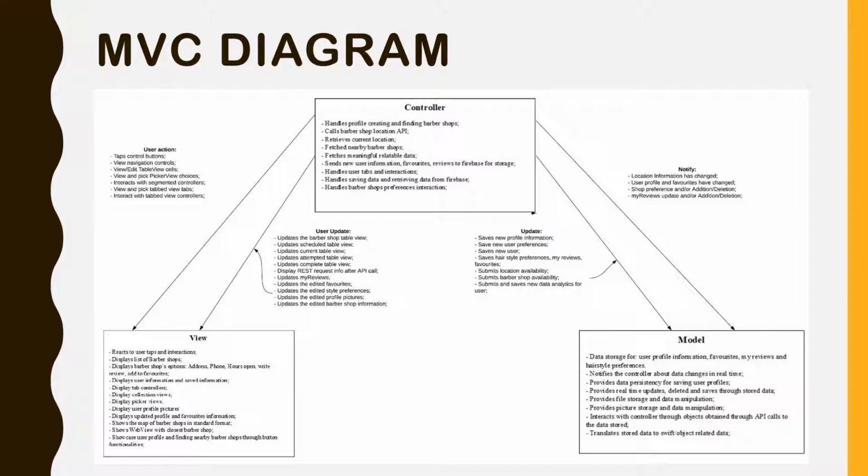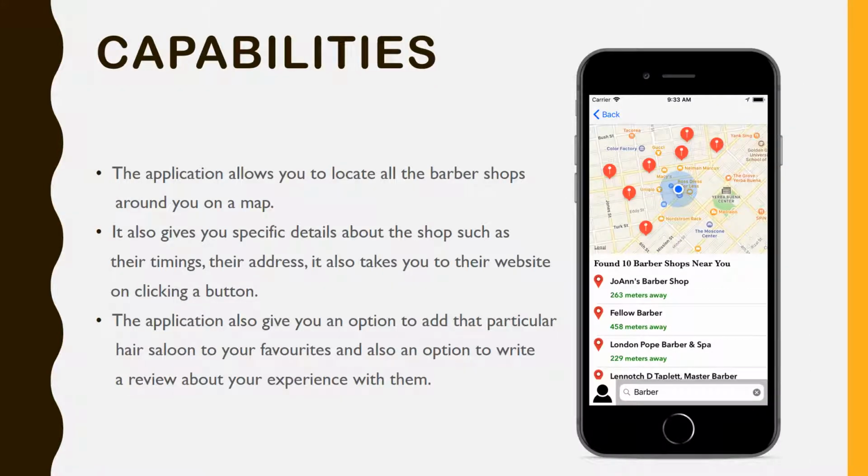Then, talking about the view, it reacts to user taps and interactions. The view performs many functions such as displaying list of barber shops, displaying barbershop options such as address, their timings, or writing reviews, and also an option to add them as a favorite. It also displays user profile information and user picture, also displays updated profile information and shows the map of the barbershop in standard format.